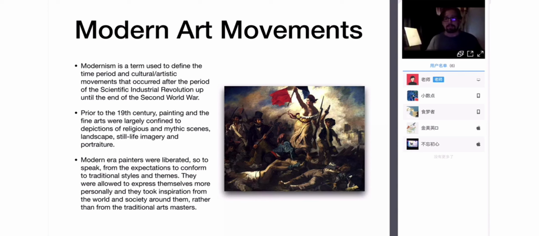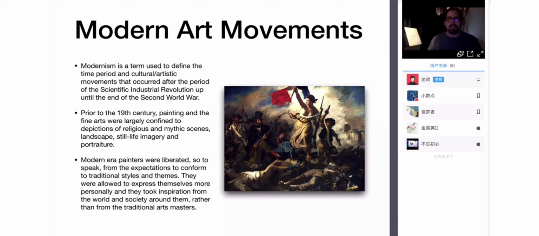Lots of very interesting, powerful cultural, artistic movements were born during this era. So modernism is a term used by historians to define the time period and the cultural artistic movements that occurred after the period of the scientific industrial revolution up until the end of the Second World War. After that, you had sort of postmodernism.